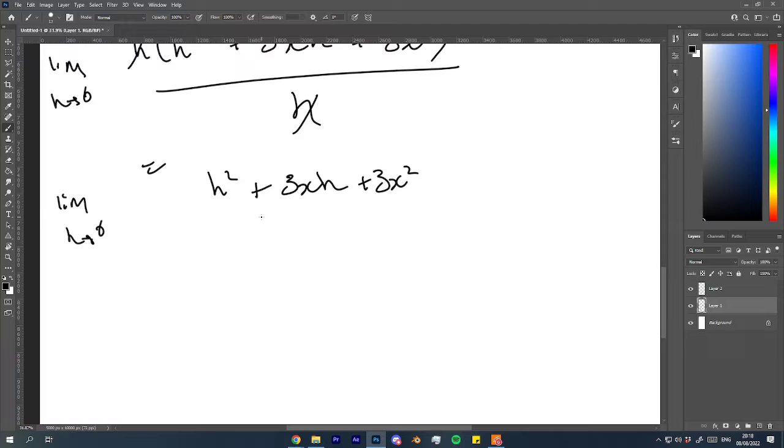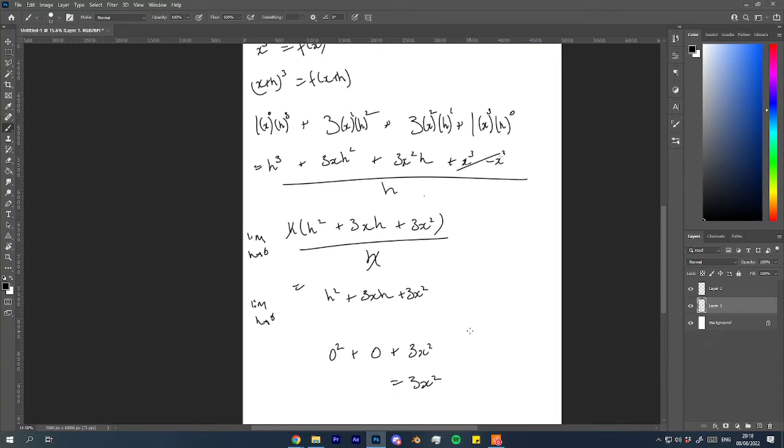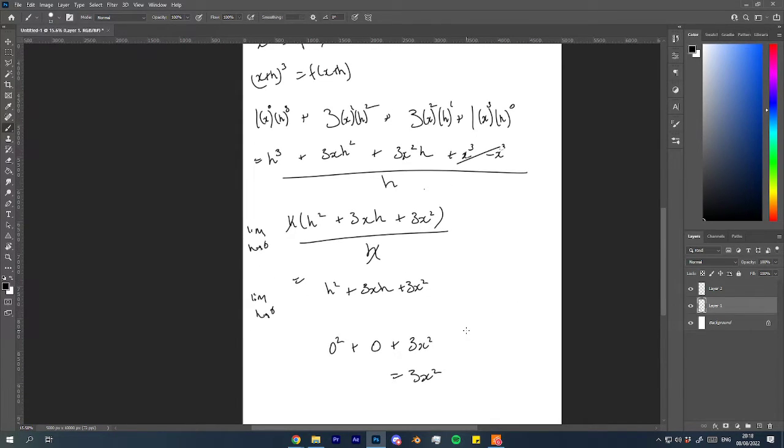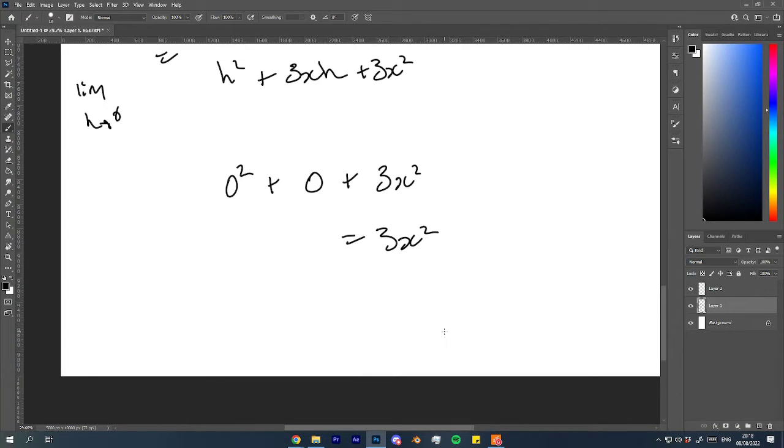Now as h approaches 0, h squared is going to be 0 squared. 3x times 0 is just 0, plus 3x squared. We end up with just 3x squared. Now, as you can see, when we continuously repeat this pattern, for those who were in the last lesson, we noticed that there was a pattern, and we didn't actually have to use a formula every single time. So our original function was x cubed.